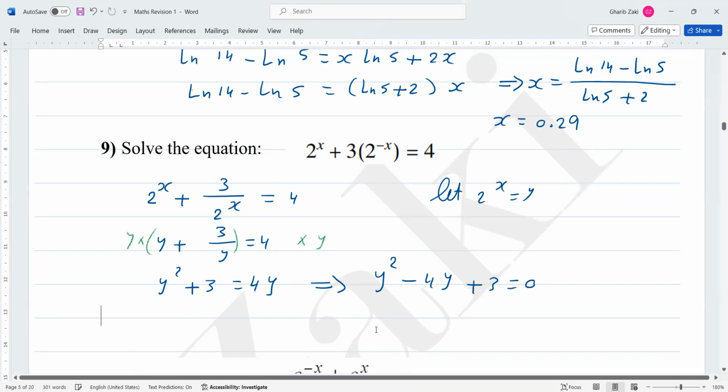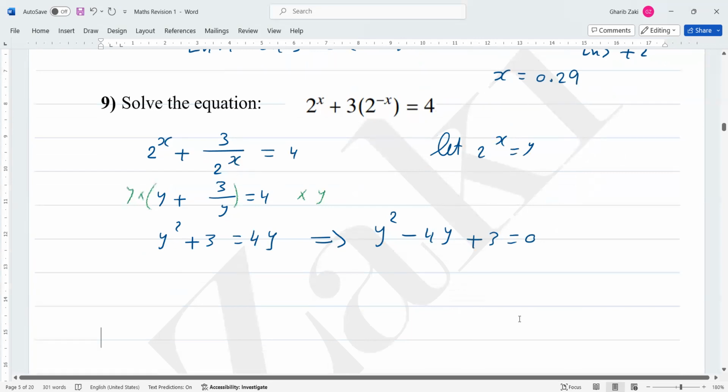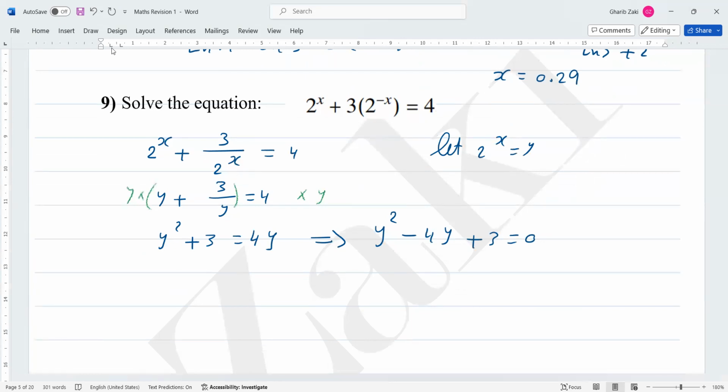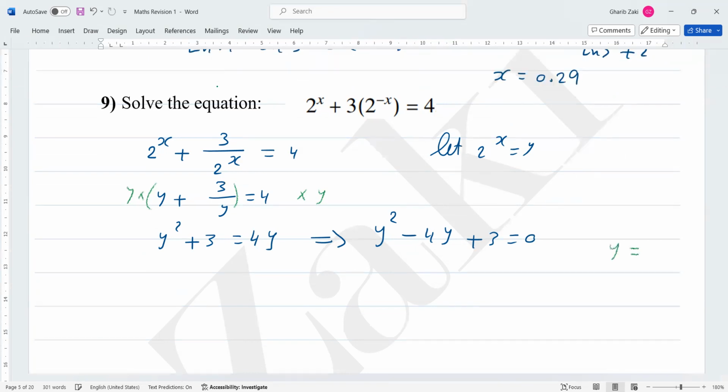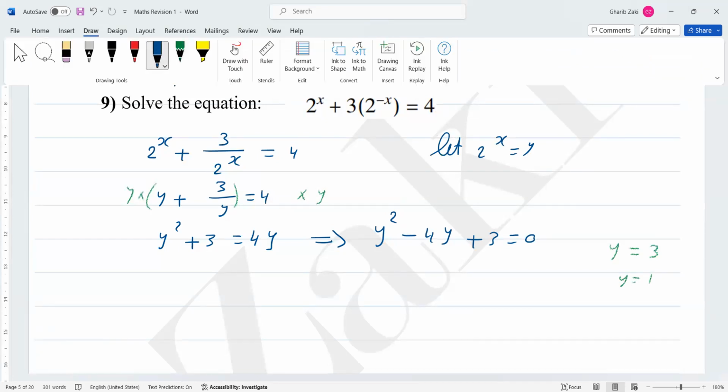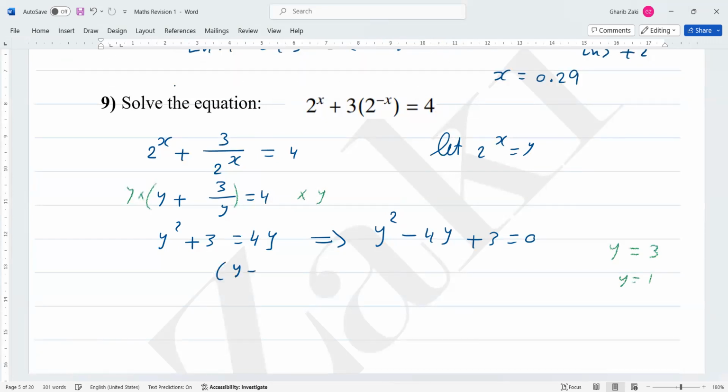Use the calculator, quadratic, mode 3 3. You will get here, look, you can see I write with pencil. You can do this in the exam. So y equals 3 or y equals 1. Write the brackets because it's factorization. So y minus 3 bracket y minus 1 equals 0. Then y equals 3 or y equals 1.